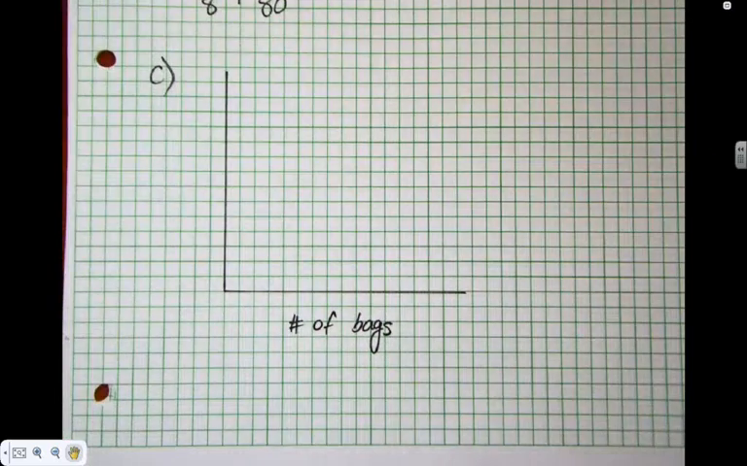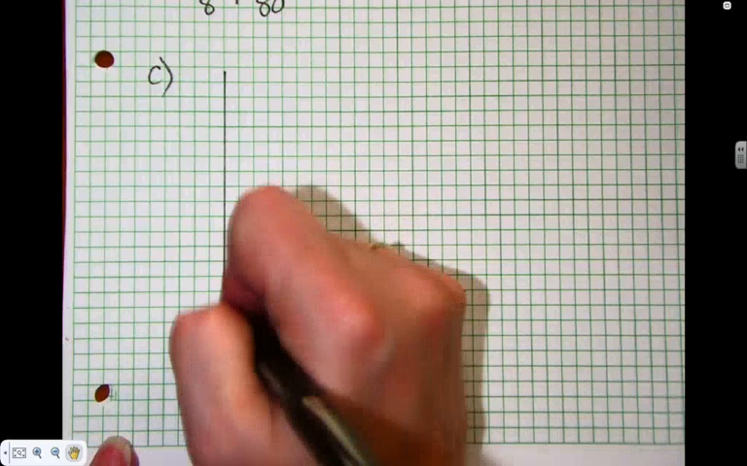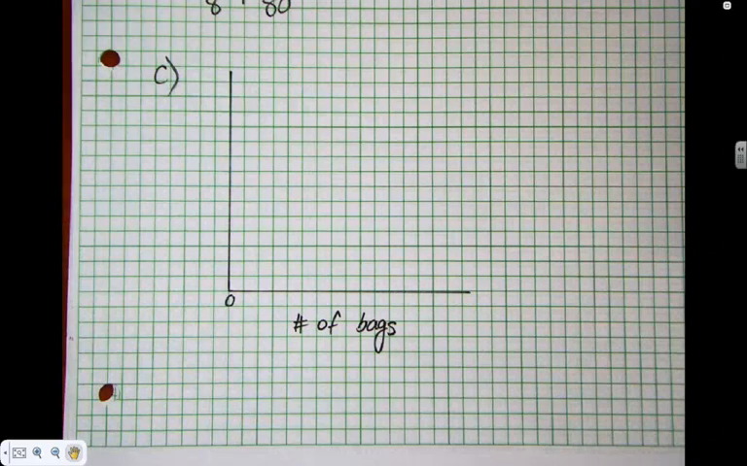What scale would you like to use? So what's the least number of bags? What's the most number of bags? So what's the least number of bags you could break? 0. You could choose to do none. Look at our data table. What's the highest amount of bags?